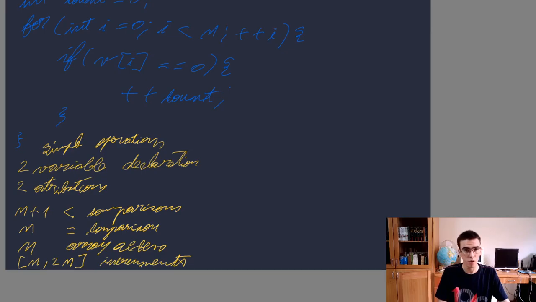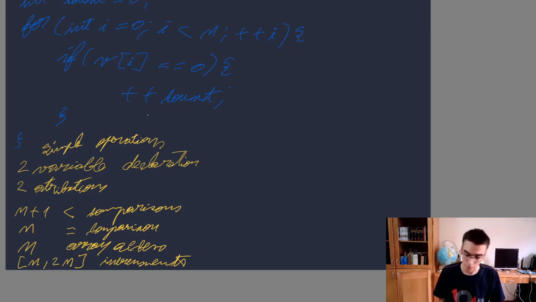Because we do not know how many zeros we have in our array. So we are sure to have n increments, because we are going to increment n times, but we do not know how many times we are going to increment this variable. So it's a closed interval between n and 2n.